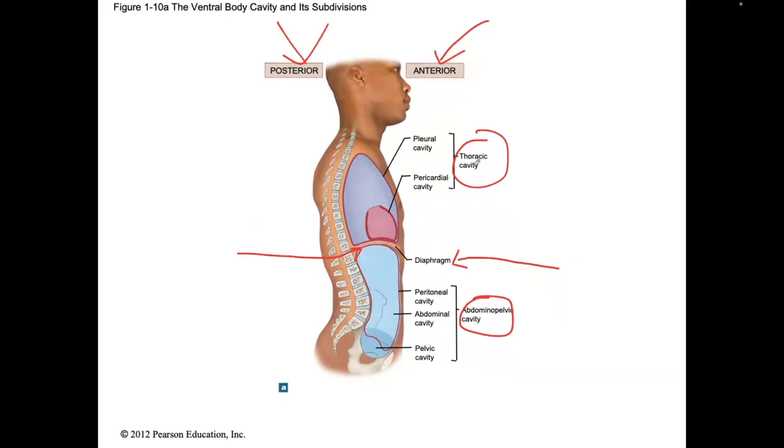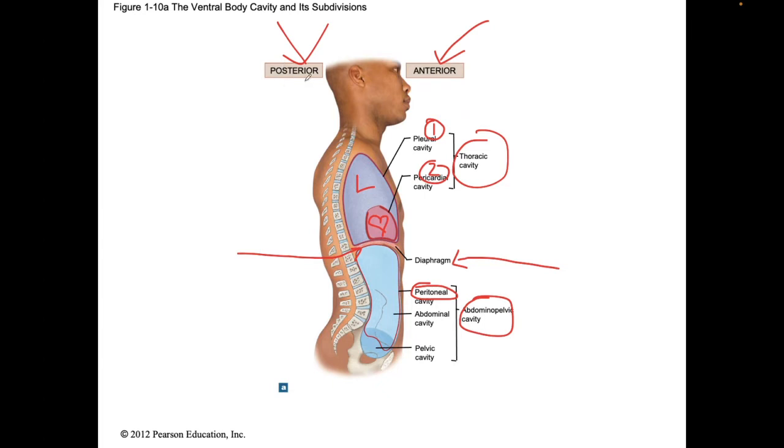I also want you to know that in the thoracic cavity, we have the pleural cavity and the pericardial. Pleural refers to the lungs, and pericardial refers to the heart. And then in the abdominal pelvic cavity, in this abdominal region, you're going to hear the term peritoneal. Peritoneal is going to refer to your digestive organs and the digestive tract.